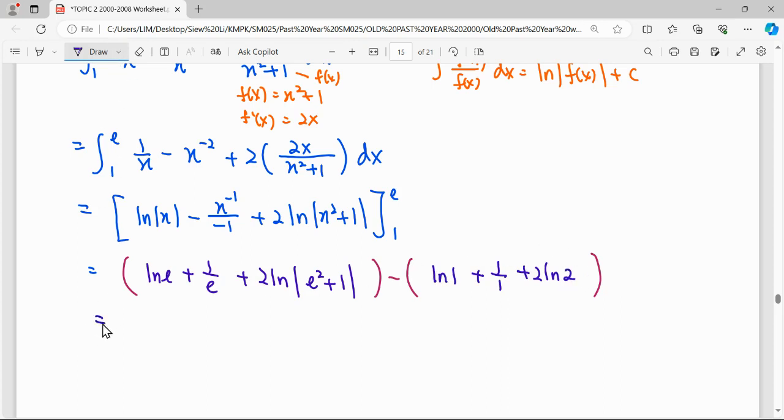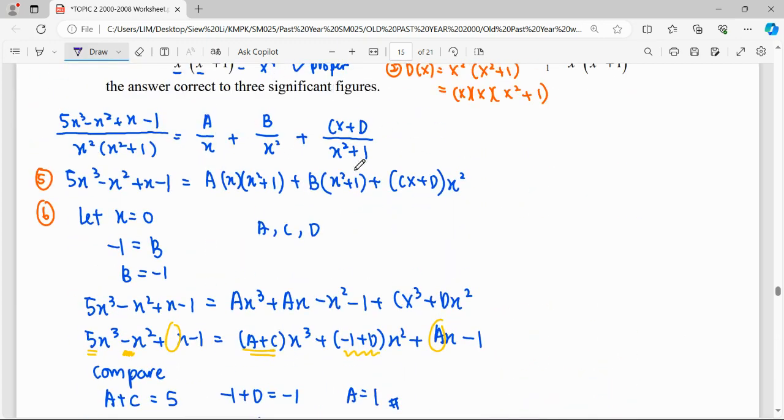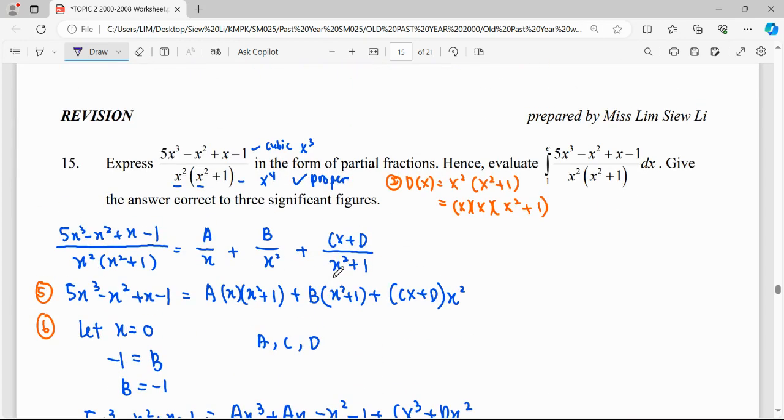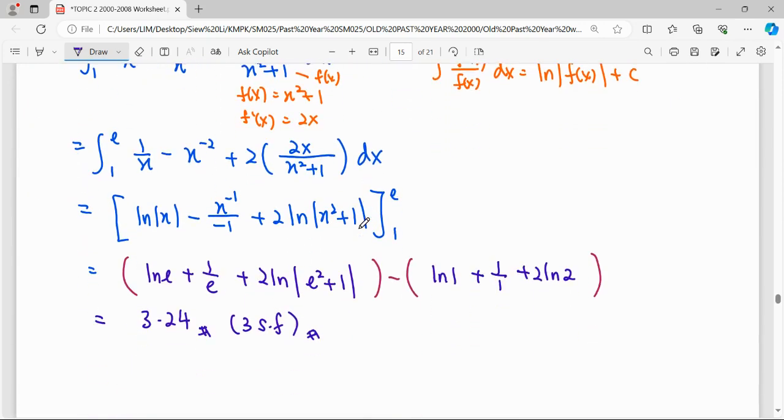So we evaluate this using a calculator and round off to 3 significant figures as the question asks here. Our calculator gives us 3.235. So the 35 we need to round off to become 24. And this is our final answer in 3 significant figures, as stated in the question here. So that's all for this.